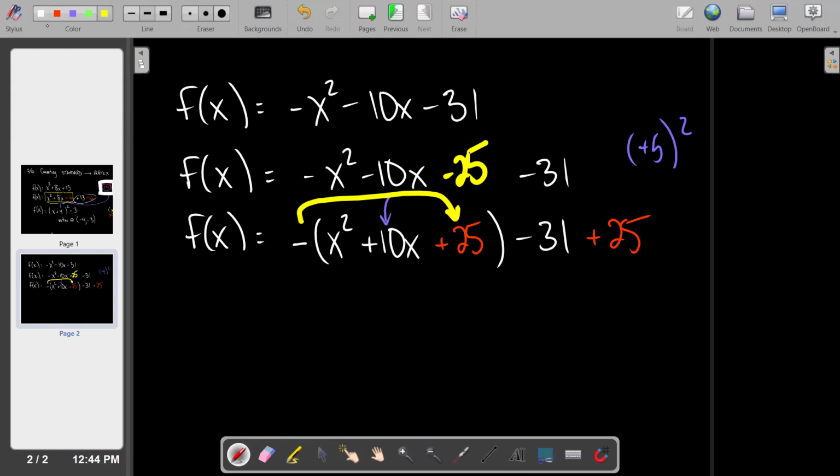That number in front of the parentheses is going to be the killer. So we have f of x equals the negative of (x plus 5) squared minus 6. Vertex at -5, -6. Now I'm going to ask you to do one all by yourself.